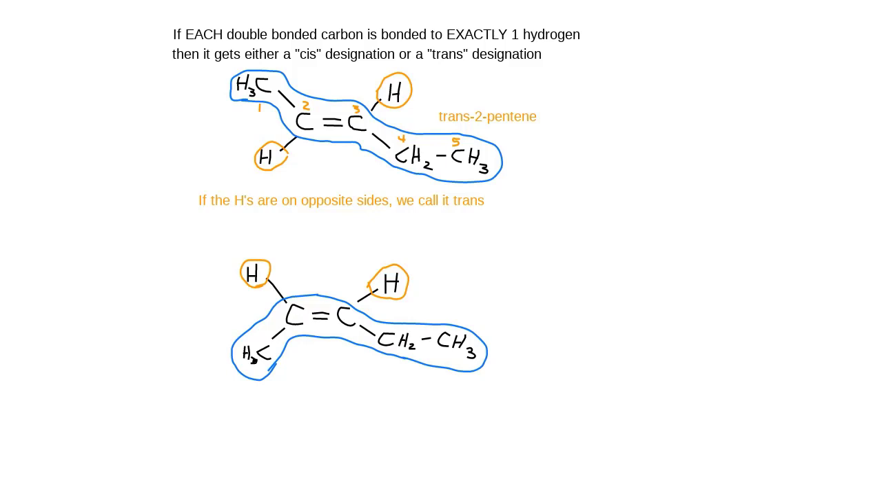So let me write this out. If H's are on the same side, they can both be up or they can both be down, it doesn't matter. But if the H's are on the same side, then we call it cis. And so this molecule would actually be referred to as cis-2-pentene. Does that make sense? Yes.